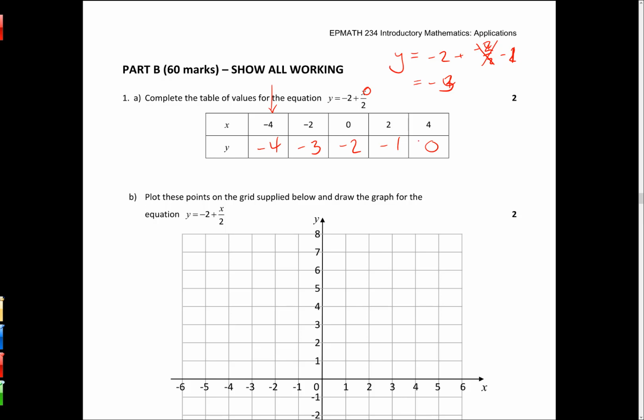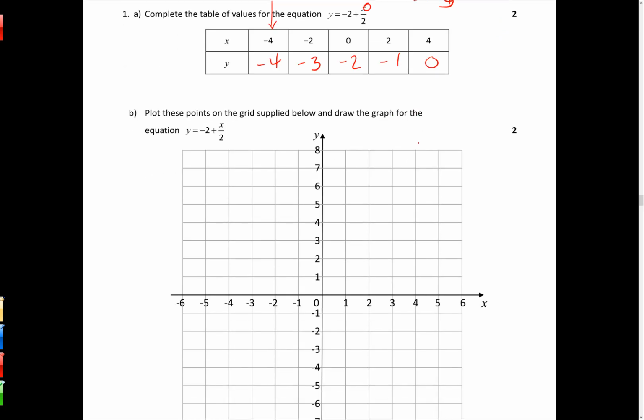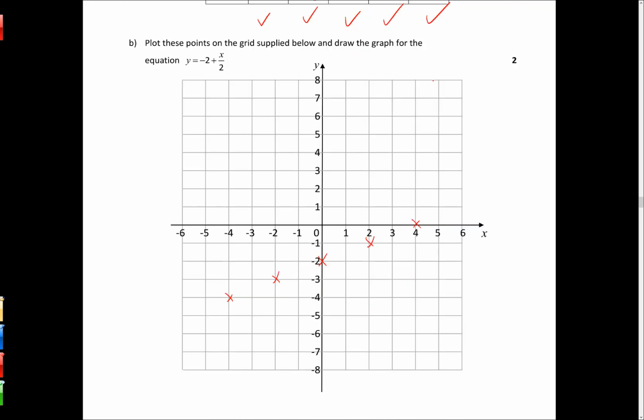Alright, let's plot those points. Better go down a bit. Minus 4 on the x and minus 4 on the y. There's the first point. Minus 2 on the x and minus 3 on the y. Got it. Naught horizontally, but minus 2. Got it. 2 on the x and minus 1 on the y. Got it. 4 on the x and naught in the y. Got it. And I'm never good with this ruler, but I'm going to try. Not bad. Alright. Graphed.